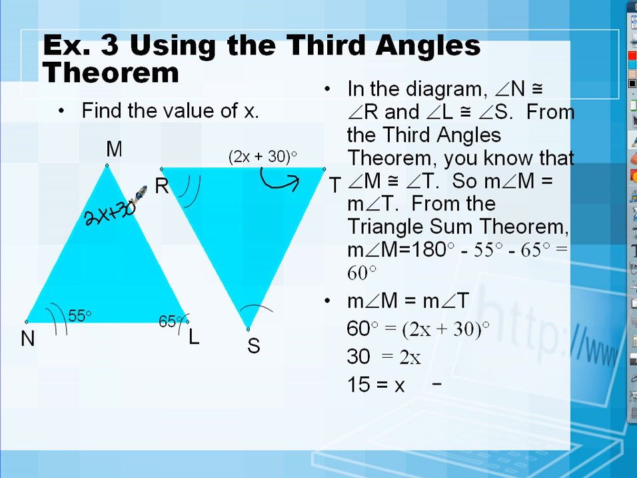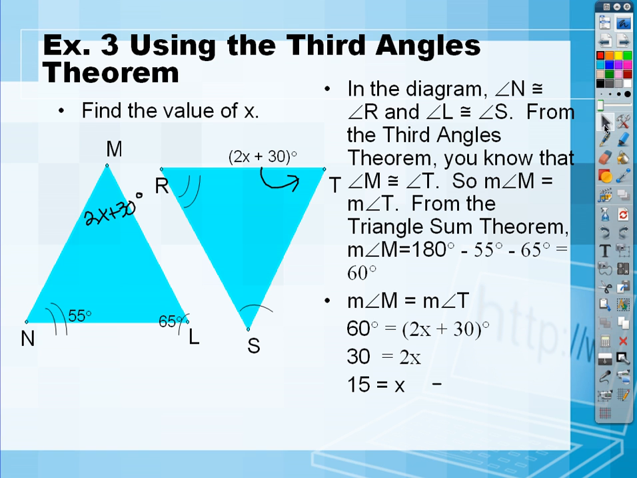Right, so up here we must have 2x plus 30, and then I know that all three of those have to add up to 180, right? So I can say 180 equals 55 plus 65 plus 2x plus 30, solve for x. No big deal. Okay? I'll let you guys look through that one. That's not that big a deal.